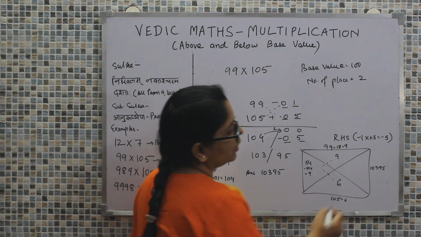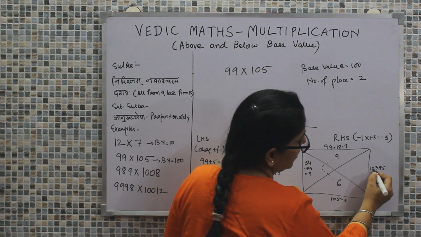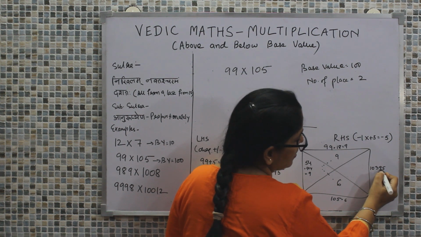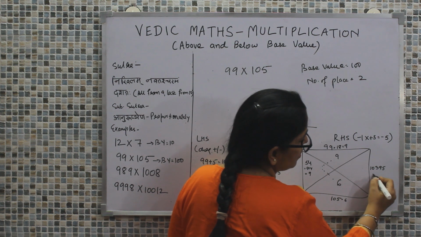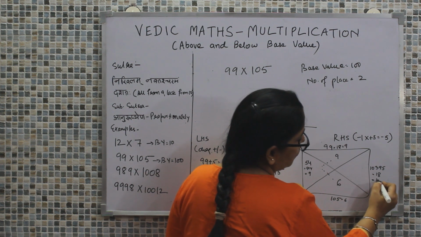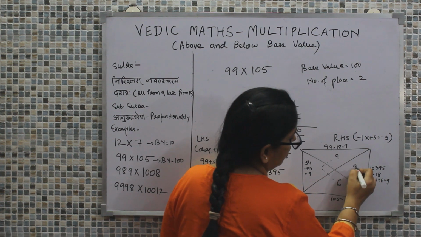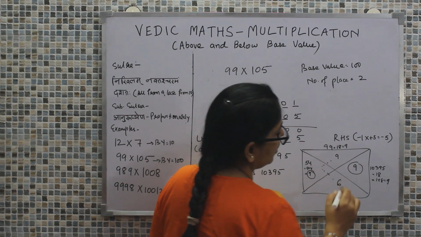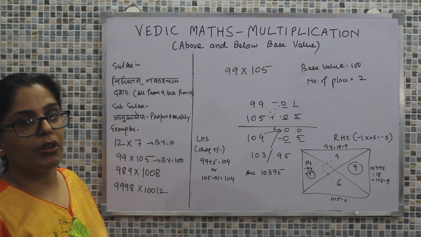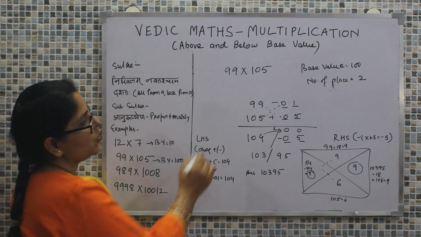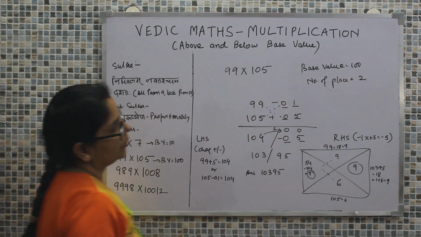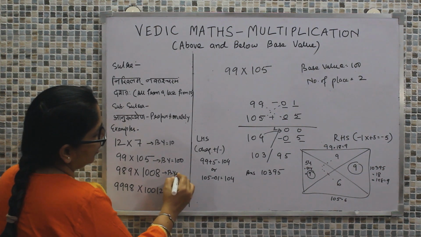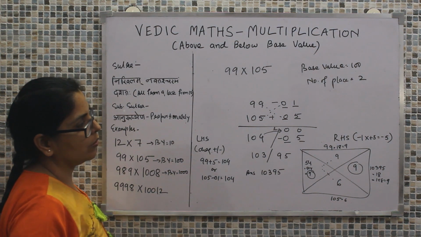Now let's compute the digital sum of the answer. So we have 1 plus 0 is 1, 1 plus 3 is 4, 4 plus 9 is 13, and 13 plus 5 is 18. And 18 means 1 plus 8, and that comes out to be 9. So because this value and this value are matching, hence our answer is perfectly right. So in this particular case, we had taken the base value as 100. Let's take up the third example, and in the third example, we have the base value as 1000.